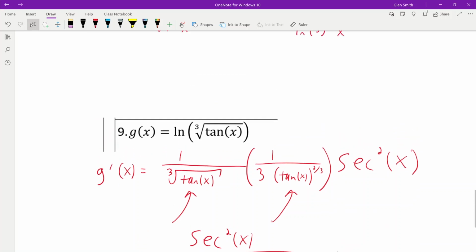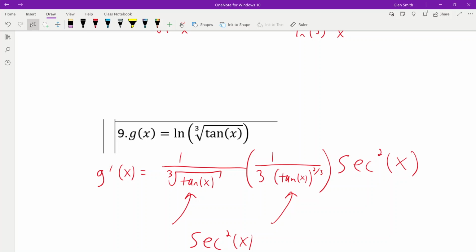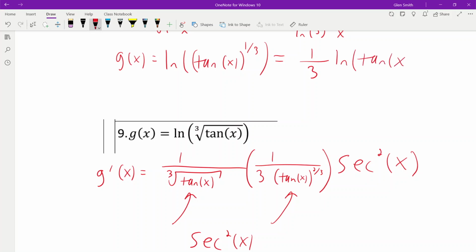Now let me show you something else too. Another way we could attack this. Look, do you all know that this is ln of tangent of x to the 1/3 power, right? Are we okay with that? That's the same thing. A rule for logarithms, which we've been over, which could simplify things for us, is if you have a logarithm of something to a power, you are allowed to bring the power down to the front. That's not the derivative. That's just a rule for logs. They're equal.